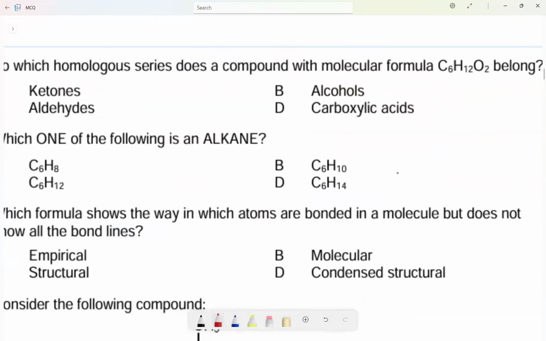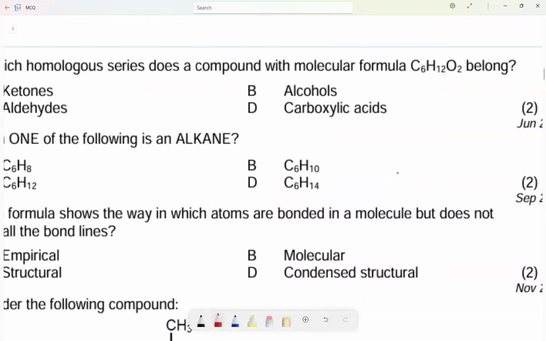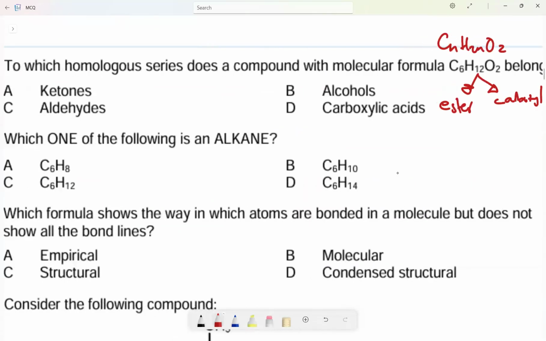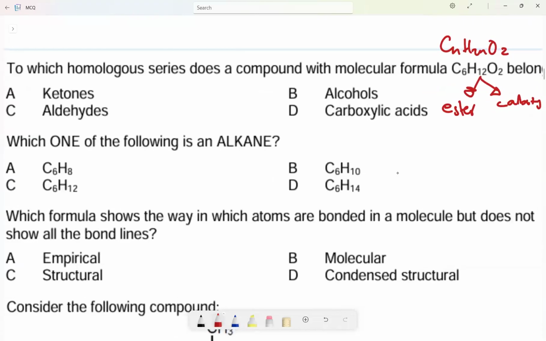To which homologous series does a compound with molecular formula C4H8O2 belong? This can either be an ester or a carboxylic acid. Why? Because it has a general formula of CnH2nO2. Let's look at the options. Ketone, no. Ketone has CnH2nO. Aldehyde, no, it has the same one. Alcohol, no. Alcohol has CnH2n+1OH. Carboxylic acid, very correct.